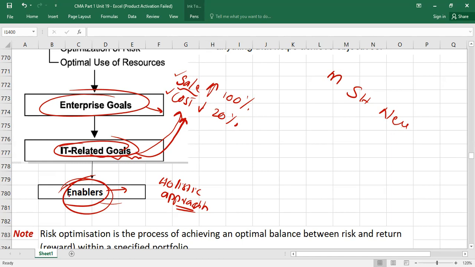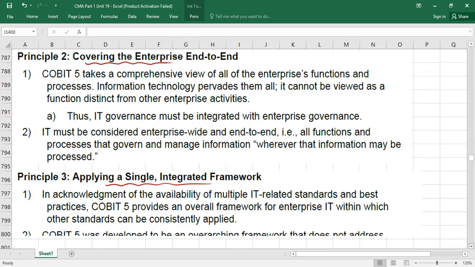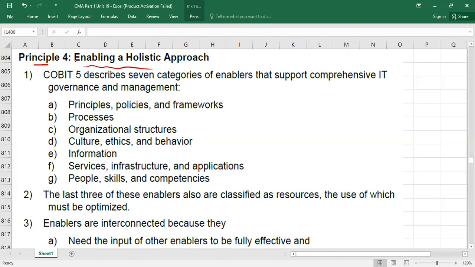Now, because these enablers are written under the fourth principle, after the first principle, which was meeting the stakeholder needs, I'm going to explain the fourth principle directly, which is called enablers. Understood? From enablers, we will get many different words and many different definitions. So here we go, the fourth principle I'm going to explain now. Here it's written: enabling holistic approach, which are also called enablers.